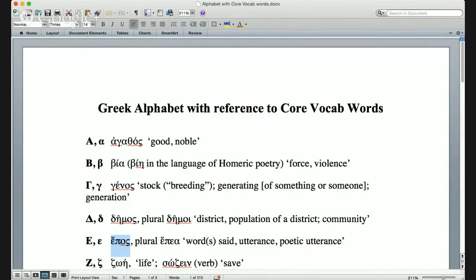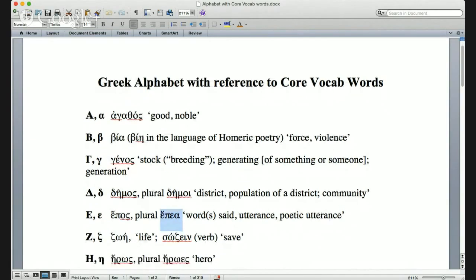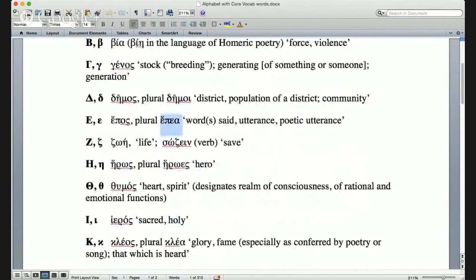In this case, the plural of epos looks a bit different. It's epea, a three-syllable word, which has another epsilon in it. So this is the short e, if you like, epos, epea. We move on to the sixth letter.